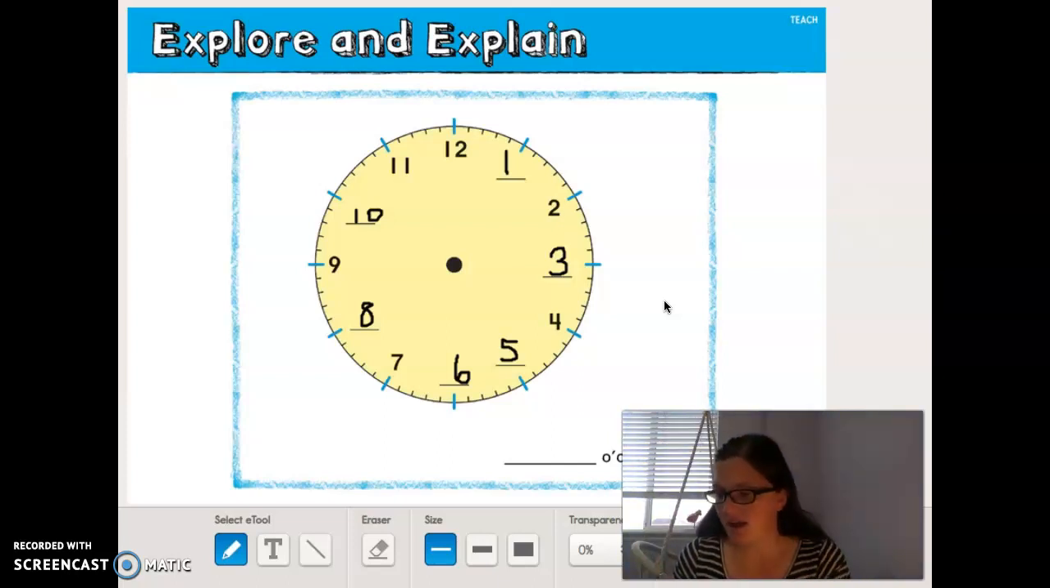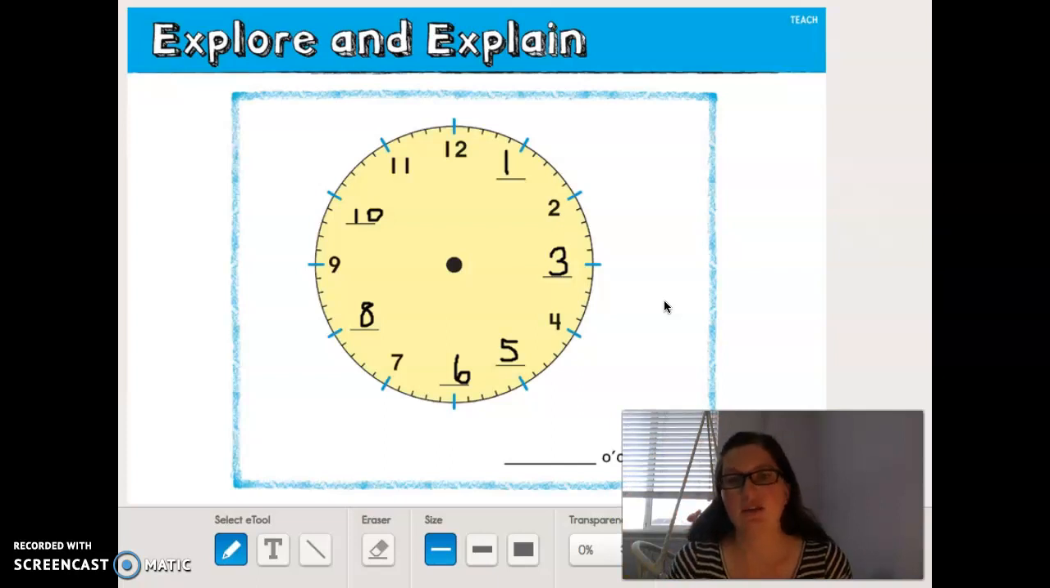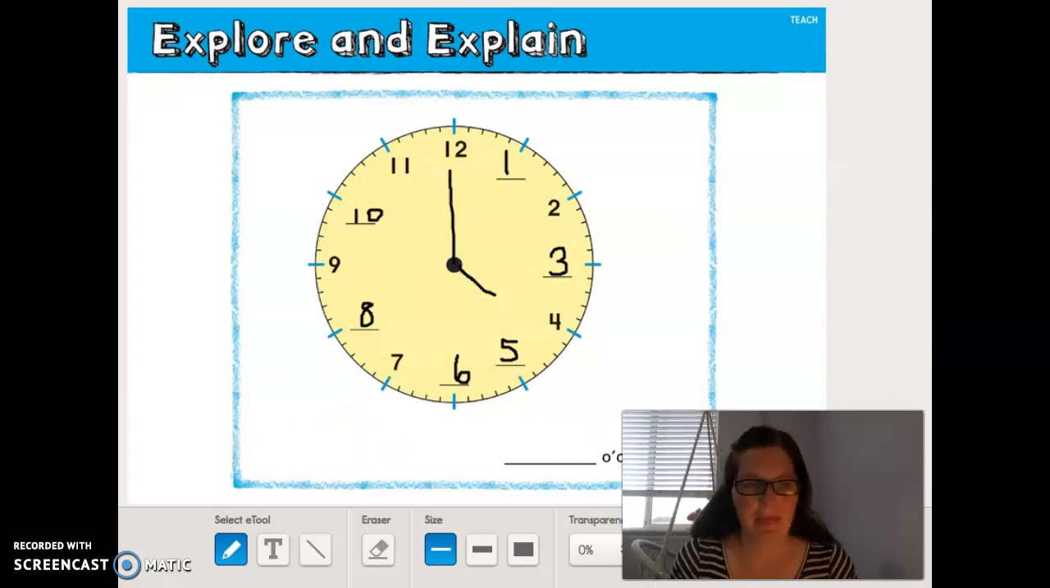Okay. And let's do one last one. Let's show 4 o'clock. Move your hour hand so that it shows 4 o'clock. Okay. And actually on your worksheet clock, go ahead and make 4 o'clock. So remember, we write that the hour hand is the short one, the minute hand is the long one. Okay.